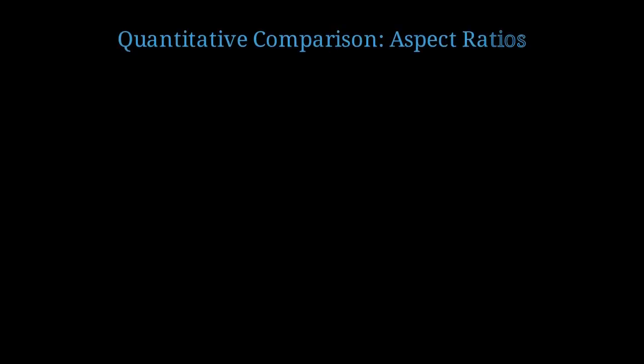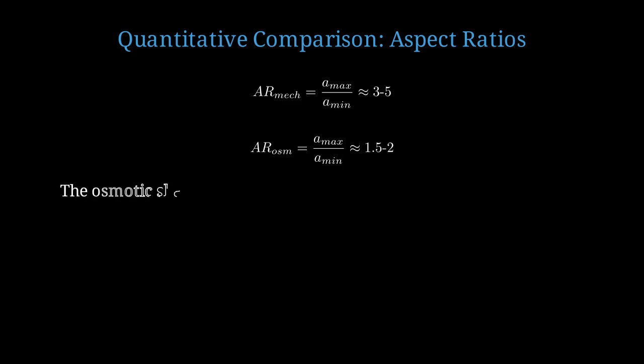Let's quantify the shape difference using aspect ratios of the buckled capsules. For mechanical buckling, the aspect ratio AR mechanical equals the maximum dimension divided by minimum dimension, typically ranging from 3 to 5. For osmotic buckling, the aspect ratio is typically smaller, ranging from 1.5 to 2. The shape is less extreme. This quantifies what we see. The osmotic shape is more symmetric and gentle compared to the sharp mechanical buckling.